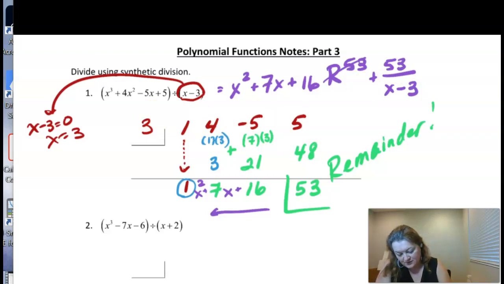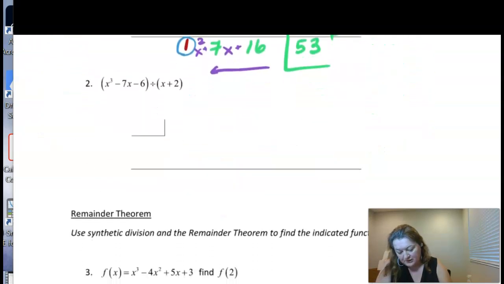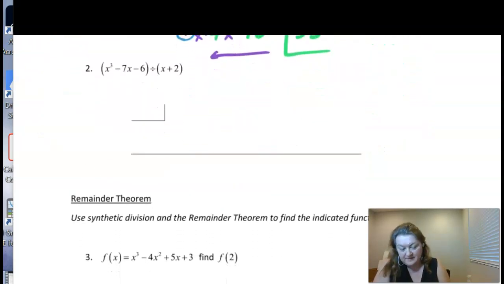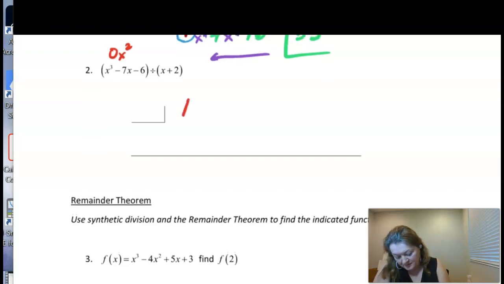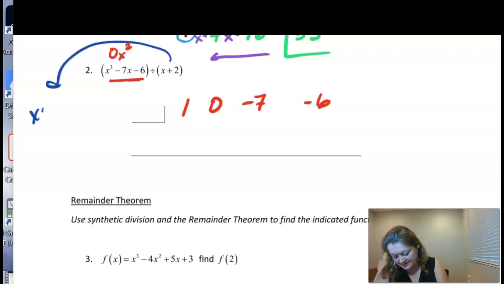First step here, looking at our beginning amount and what's being divided by. Notice this one, I am missing an x squared. So when I write the coefficients down, I also have to leave in a 0 for the placeholder. So this is going to be a 1, a 0, a -7, and a -6. I'm just taking those coefficients from this part right here. And then what are we dividing by? I'm going to move this over to this side, and if I do x plus 2 equals 0, I'm dividing by a -2.